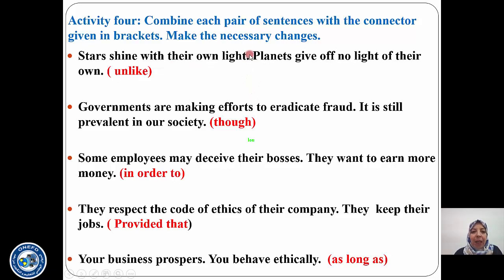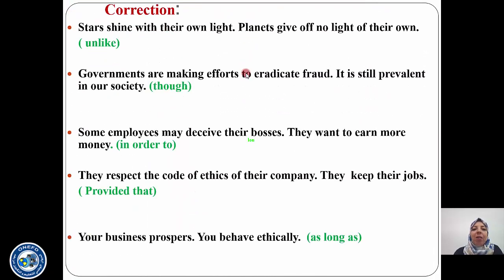It can be in the beginning or in the middle, and the necessary changes you have to make. Okay, let's start the correction. So in sentence 1, stars shine with their own light. Planets give off no light of their own. So it's clear that there is a contrast here between the two sentences.